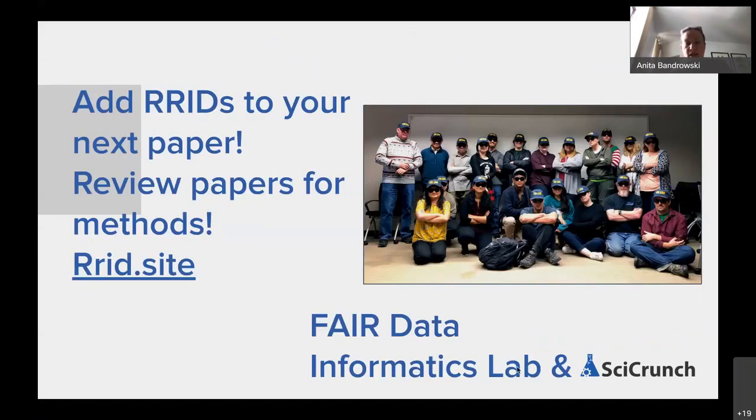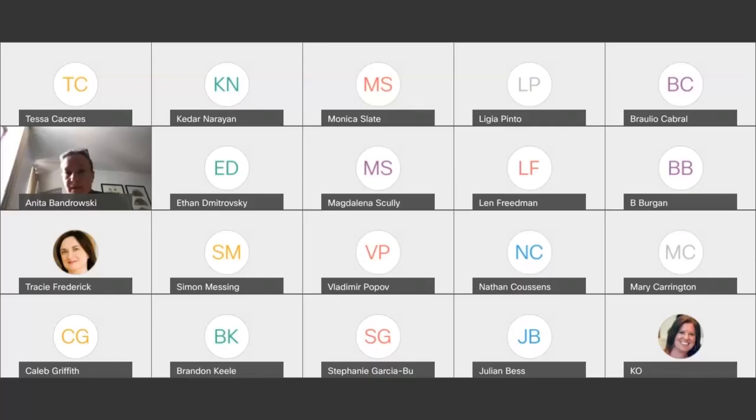With that, I'd like to thank all of the members of our FAIR Data Informatics Lab and of course SciCrunch. And I would like to encourage all of you to add RRIDs to your next paper and of course review papers for methods. This is super important, and anything that you want to know about reagents is at rrid.site, or just type RRID into your favorite browser and you will get to the right place. Okay, so with that, I'm hoping to take some more questions.